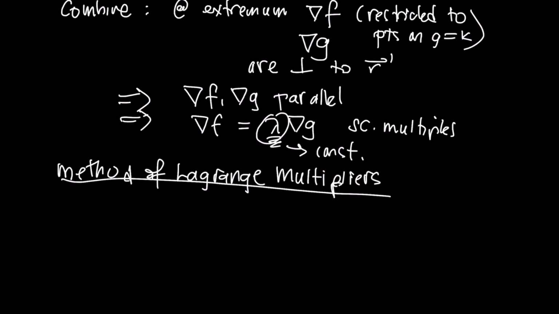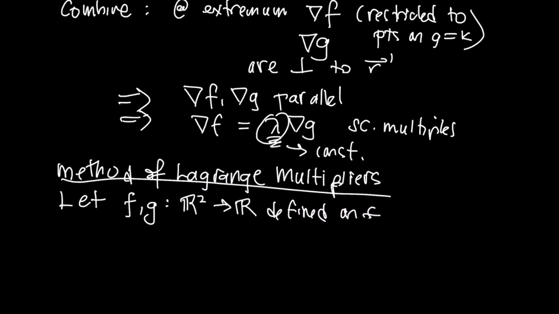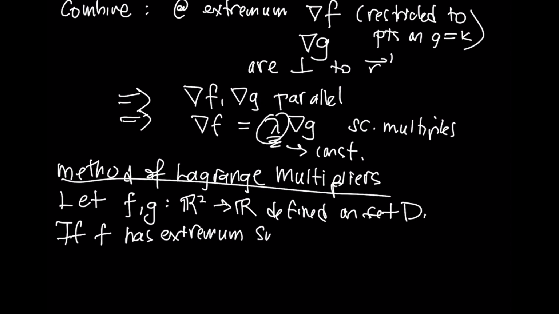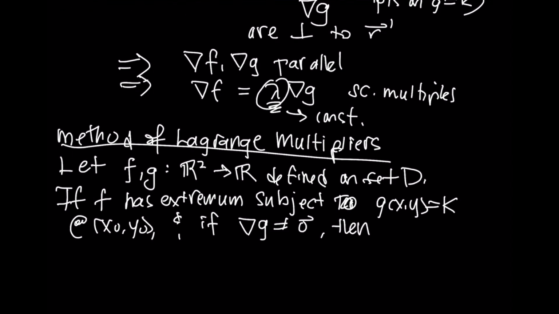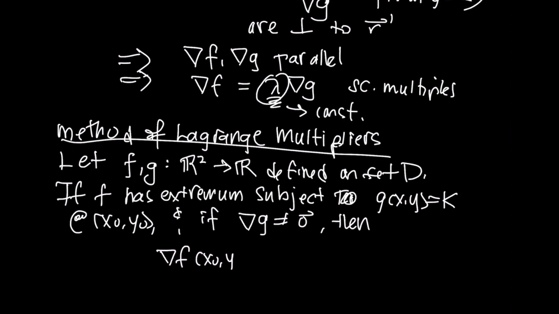It's a new parameter that's been thrown into this problem. So if you want to just restate it, we're going to let f and g be functions of two variables defined on some common set D. If the function has an extremum at x naught, y naught, subject to this constraint, g of x and y equals some sort of k, and if the gradient of that function is never 0, then at that point, these two must be multiples of each other.